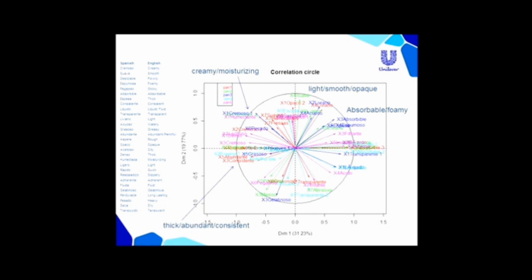So just an example up here is creamy and moisturising. I think that's moisturising, if I remember rightly. It's down the list there. Anyway, that's kind of creamy moisturising questions. Over here we've got light, smooth, and opaque. The product's light, smooth, and opaque. Affordable, foamy, thick, abundant, consistent. So you can see you might be able to, it's a bit muggy, but you can pick out where people are really, well, hopefully they're meaning the same thing, even though they may have labelled it differently.